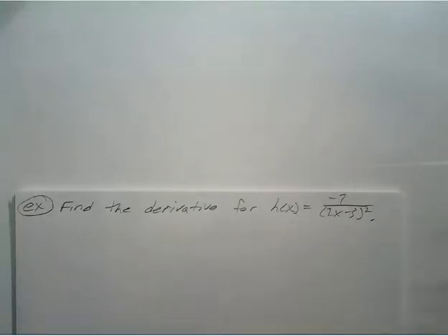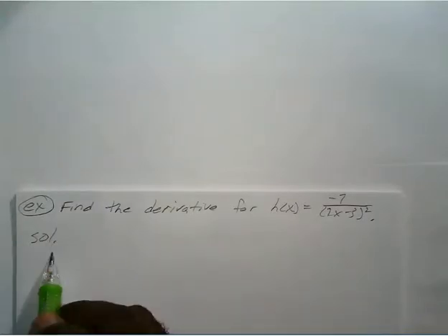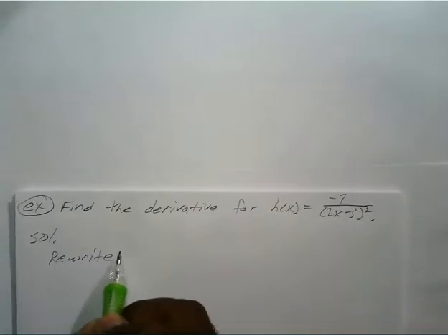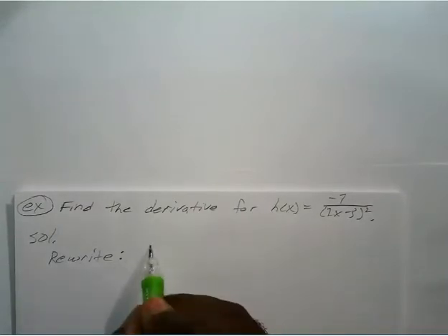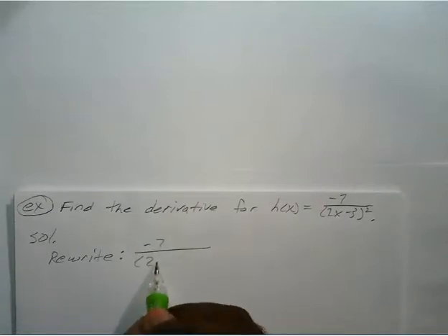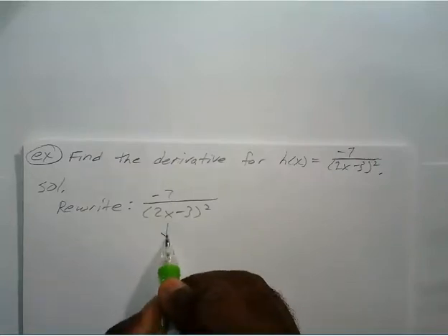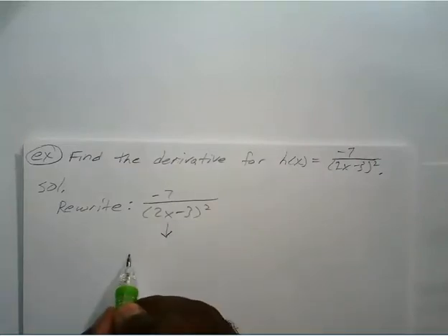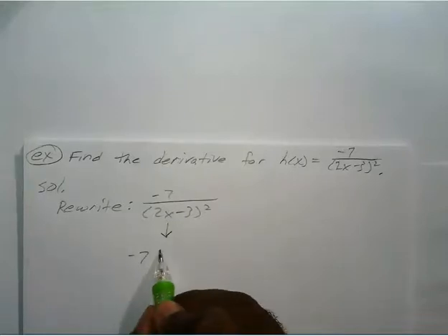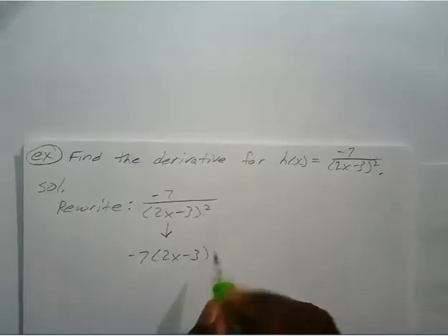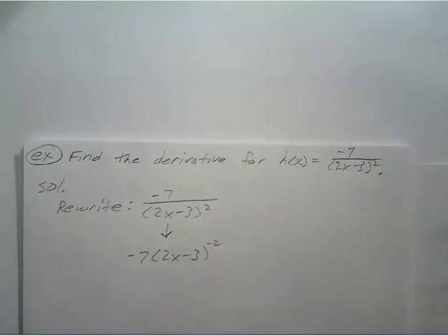So what we're going to do now is, just like before, we're going to rewrite it. So you have negative 7 over 2x minus 3, squared. And instead, you're going to just rewrite that as negative 7 times 2x minus 3 to the negative 2 power. Alright, this way you can go ahead and use the chain rule easily.